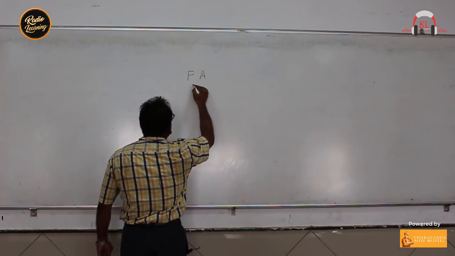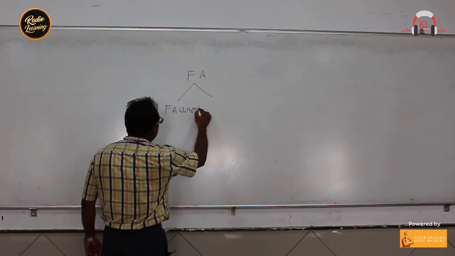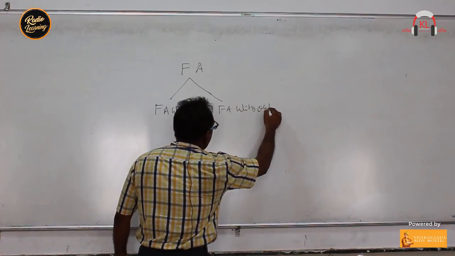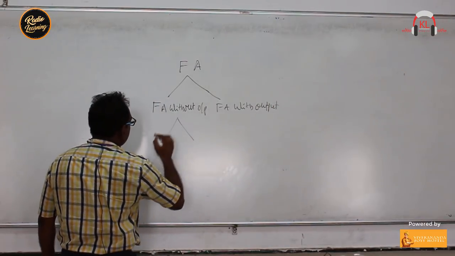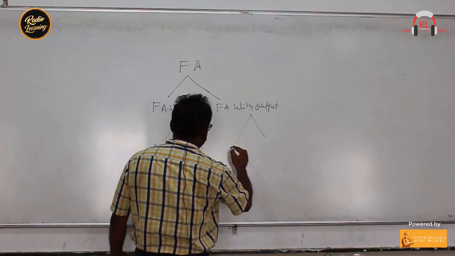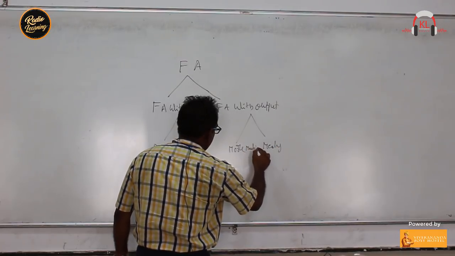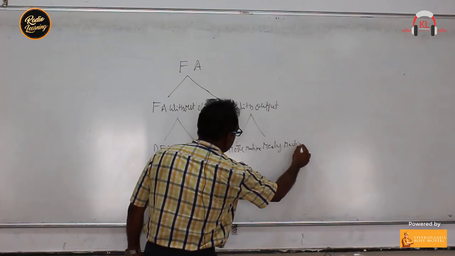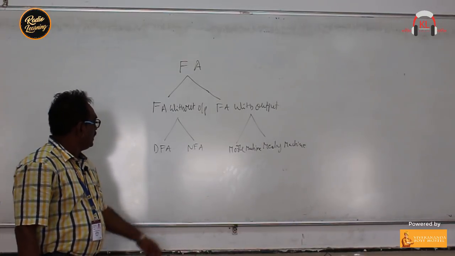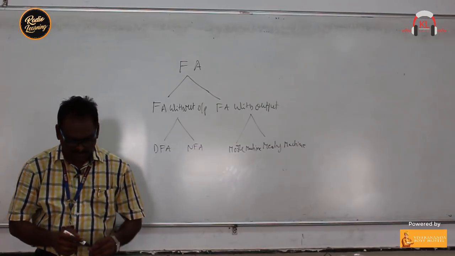Actually, the finite automata can be divided into finite automata with output and finite automata without output. Finite automata without output means DFA and NFA. Finite automata with output means Moore machine and Mealy machine. In the finite automata, we are going to discuss these things: DFA, deterministic finite automata, and one more, the non-deterministic finite automata.